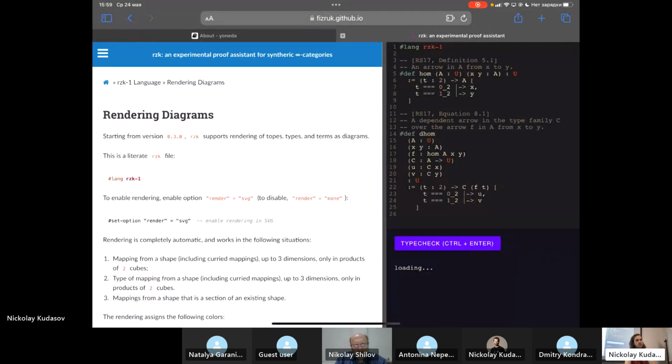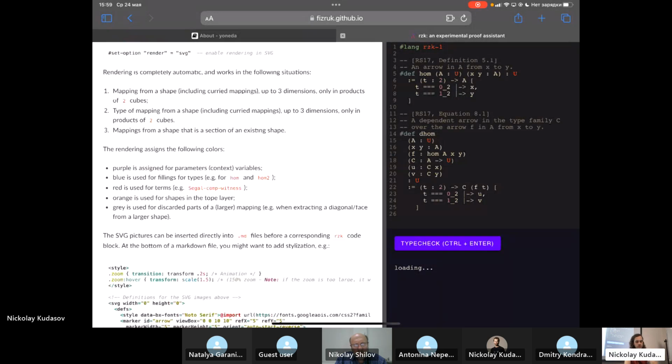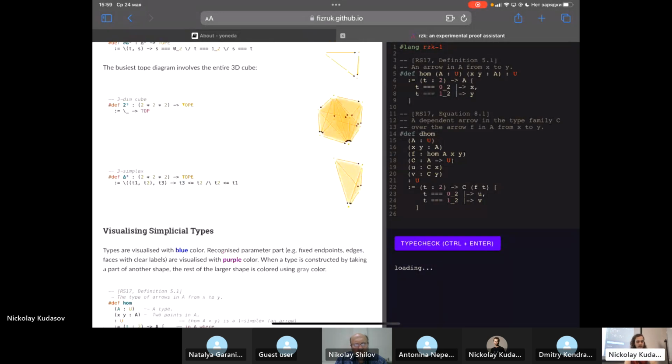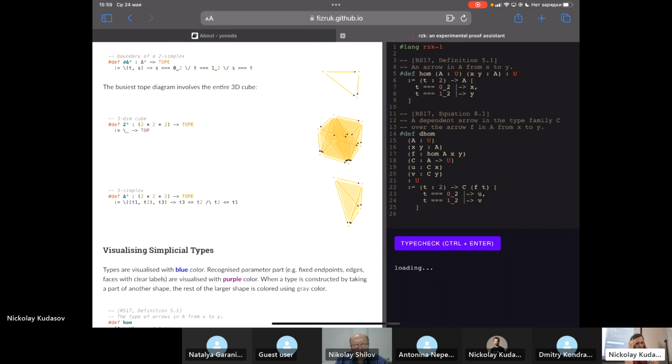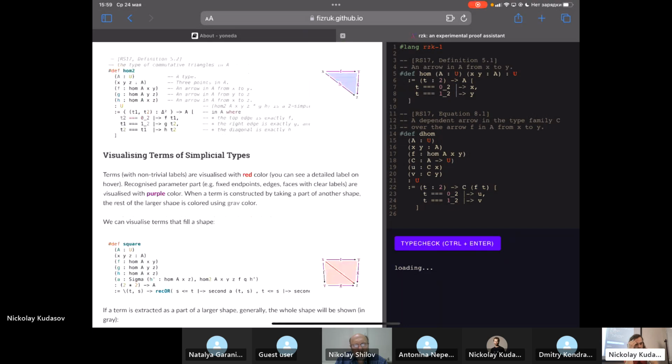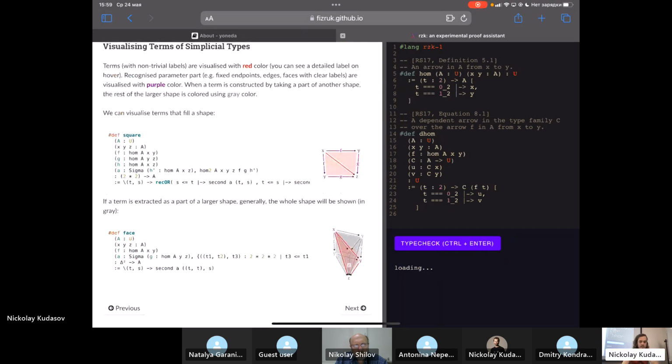Most of the pictures that you saw in the presentation were actually automatically generated from the code. So it's not that I've written a diagram for each formalization. The renderer is sometimes powerful enough to render some interesting non-trivial diagrams. It's still not as useful as it could be. It's at a very early stage and experimental.